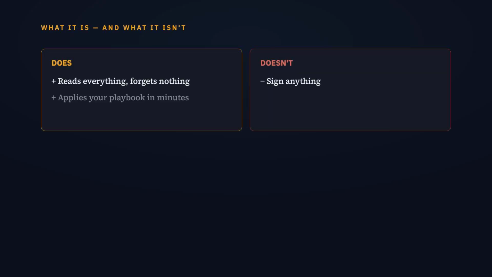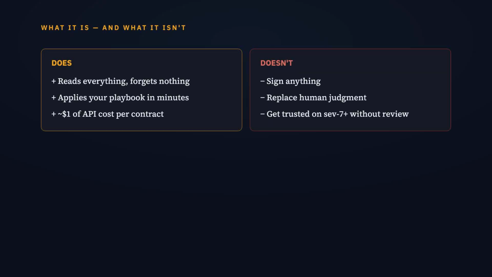What you now have, a first-pass reviewer that reads everything, forgets nothing, and applies your playbook in minutes for about $1 of API cost per contract. What it is not, a signature authority. The workflow that works in practice. AI does the first pass. A human does judgment on every severity 7+ finding.